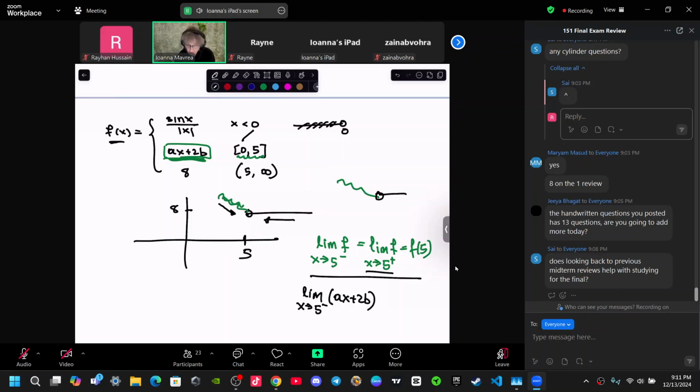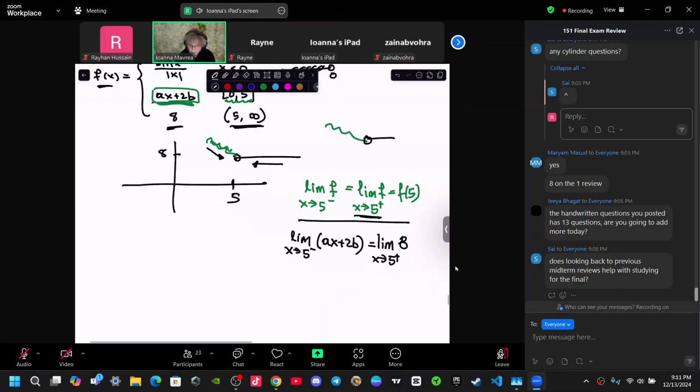If I'm going to 5 from numbers above 5, x goes to 5 from the right, then x is in this interval. So the f is the 8. So this is equal to the limit of 8 as x goes to 5. That's just 8. And this limit I just plug in, x equals 5. So I get 5a plus 2b is equal to 8.